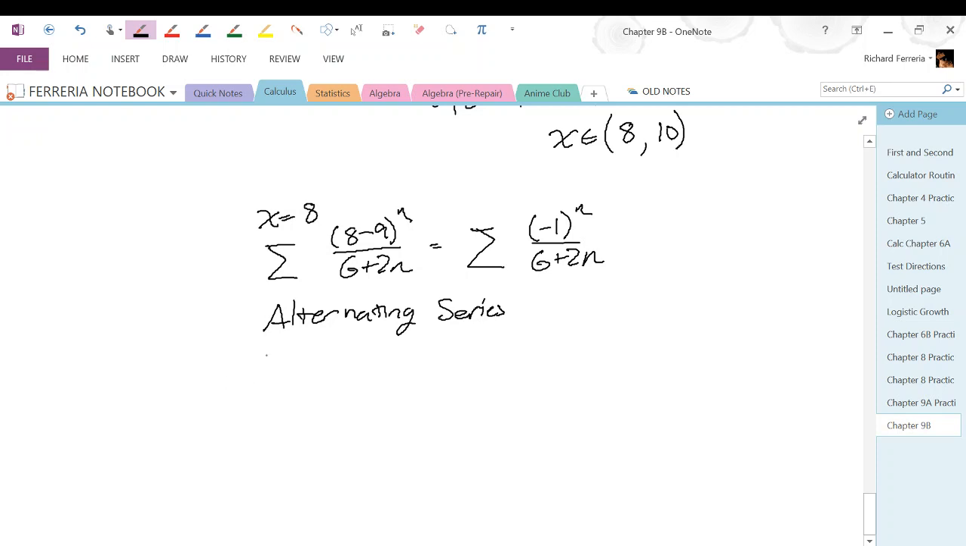So this is an alternating series. Let's take the limit as n approaches infinity of the absolute value of the term, which is 1 over 6 plus 2n. Let's figure out what that limit is. Oh, that limit is 0. So we have converging.